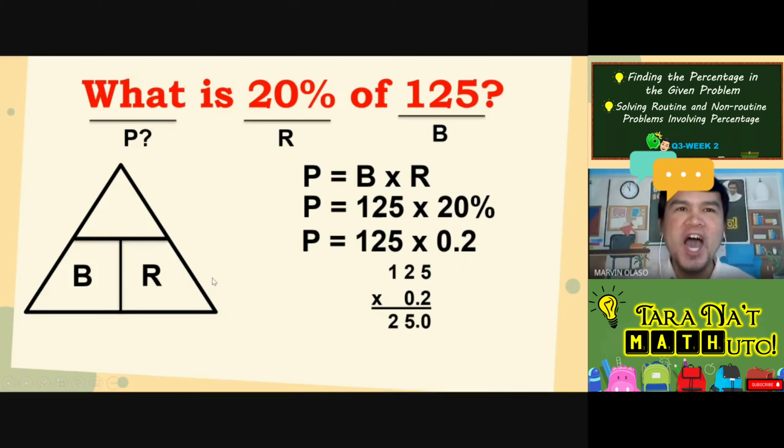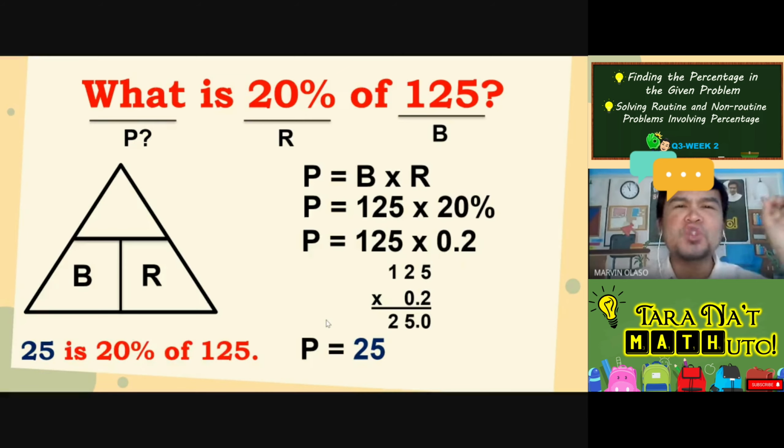So we have now the answer as 25.0, which is equal to 25. So the answer to the problem is 25 is 20% of 125. Did you get the same answer? Well, you are good. Let's have another one.